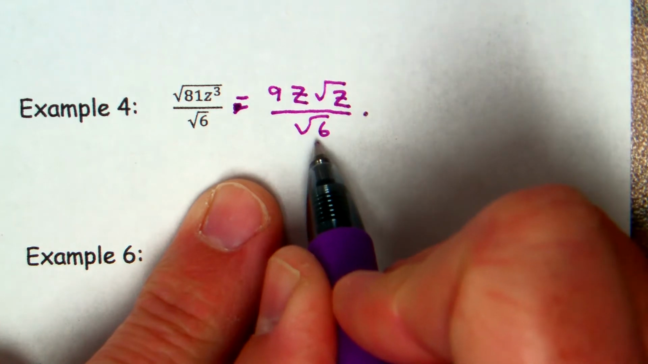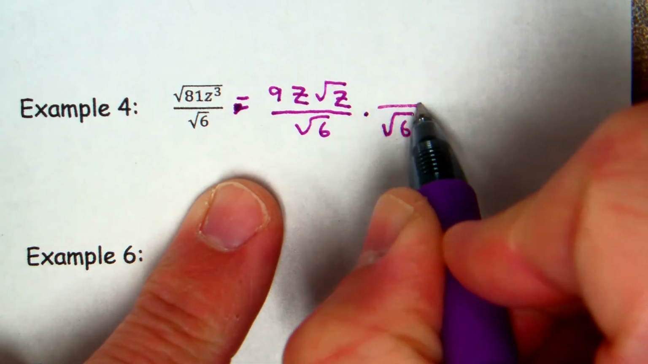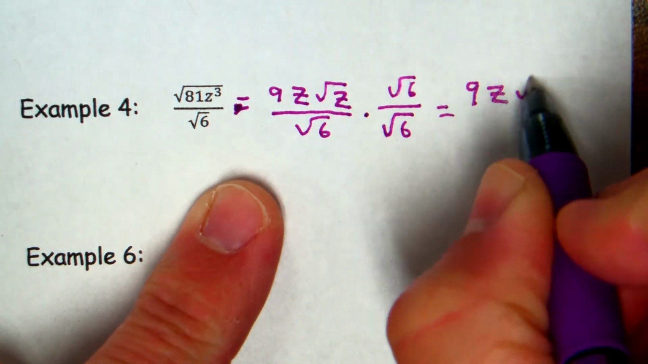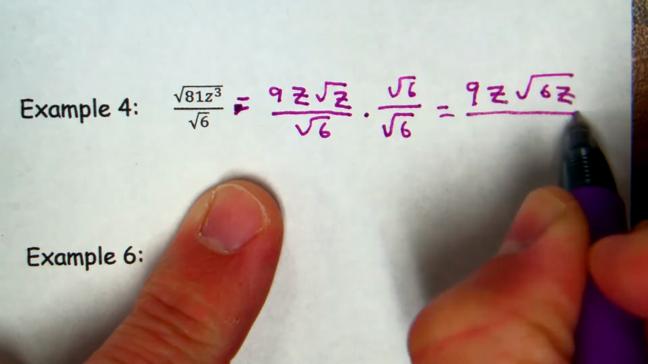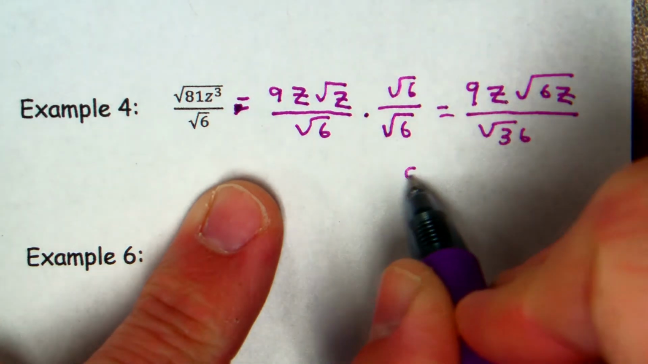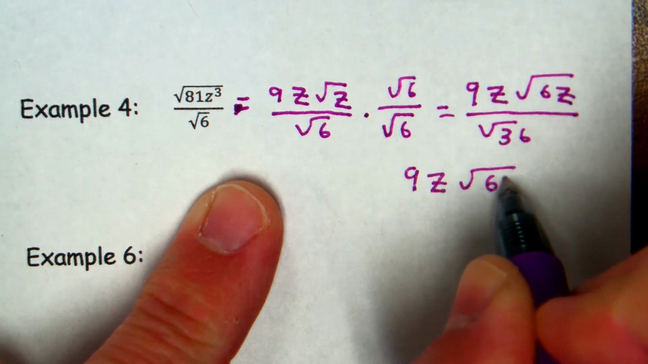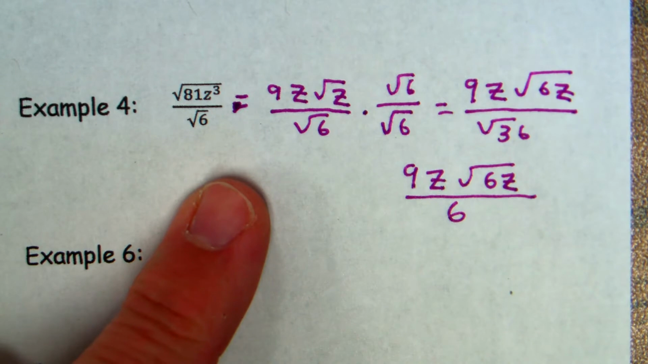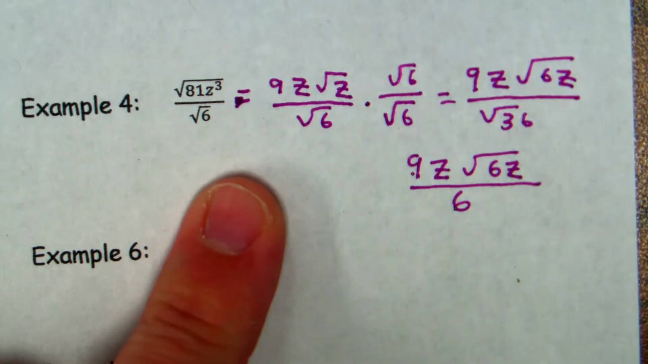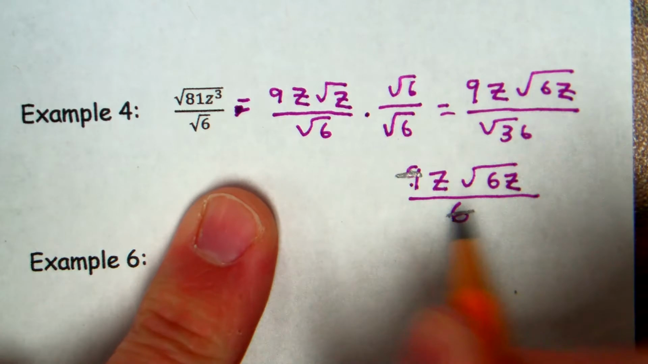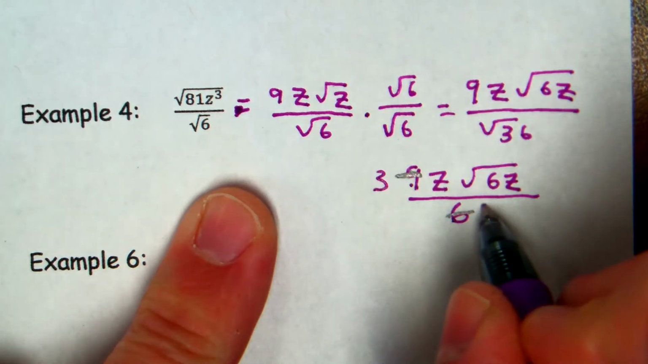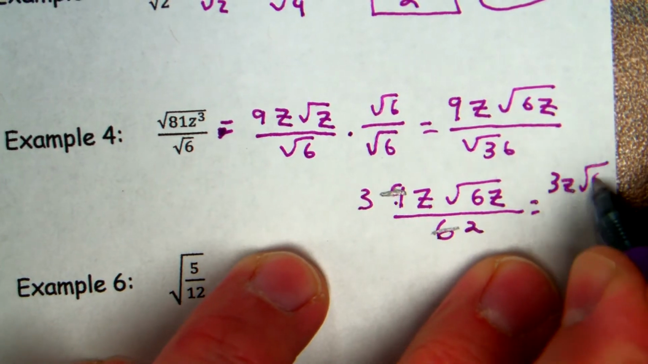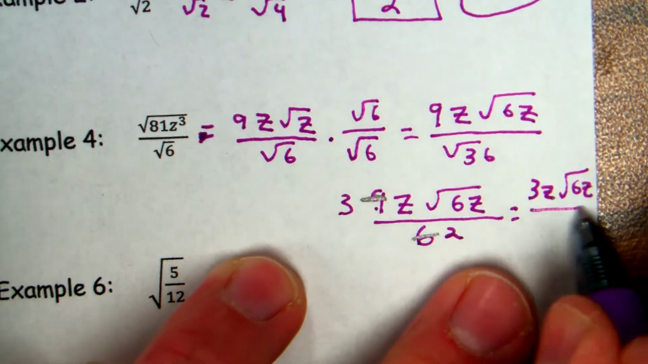I still have a radical in my denominator, so I'm going to multiply by radical 6 over radical 6. This is 9z radical 6z over radical 36, which is 9z radical 6z over 6. Notice, by the way, that 9/6 will simplify, and you end up with 3/2. So your final answer here is 3z radical 6z over 2. I'm going to run out of room.